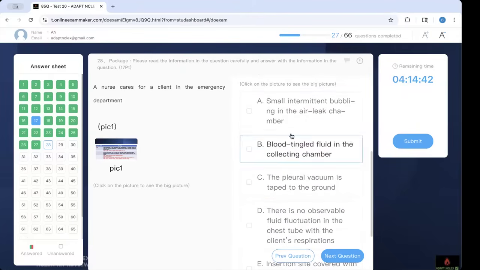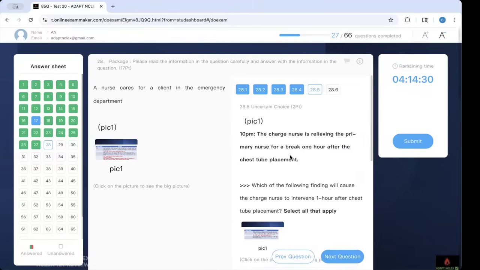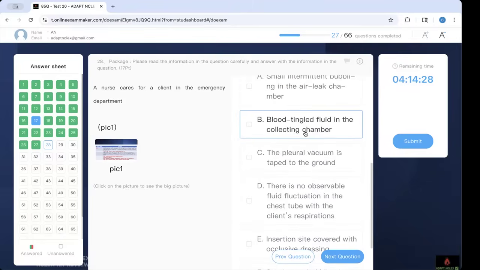Which one should you worry about? A small intermittent bubbling in the air leak chamber. Should you worry about it? That's an expected finding. It's not something you should worry about. Blood tinged fluid in the collecting chamber. Something you should worry about?